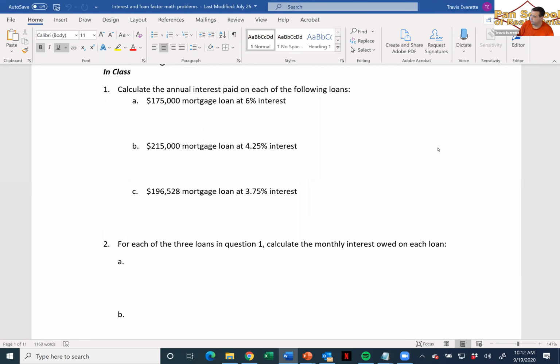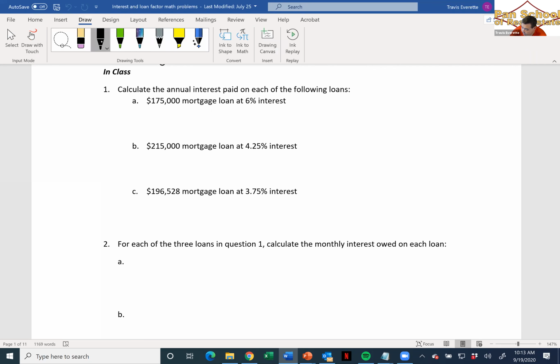on the worksheet, which we're just calculating. Are we all okay with just calculating annual interest and then converting that to monthly? If not, that's entirely fine, by the way. I just don't want to waste your time. So let's just do 1 just to show you, so we'll just do B here real quickly.